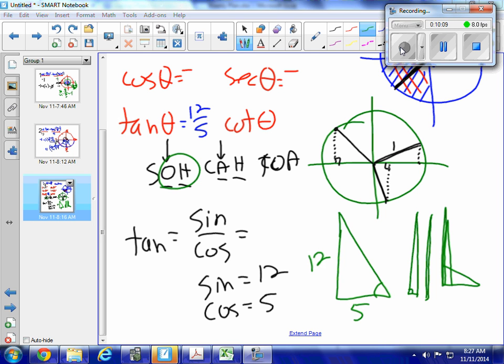In general, the maximum value of sine, the highest it can possibly be, is 1, and the lowest it can possibly be is -1. Okay? So if you write sine as 12, the bell should be ringing, because it can't be 12. The maximum value of sine is 1, and the minimum value of sine is -1. Is this making a little bit more sense? Yes? Okay.